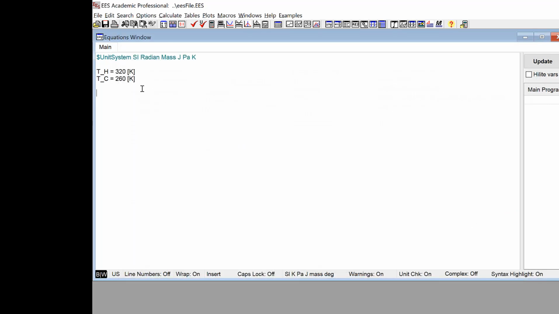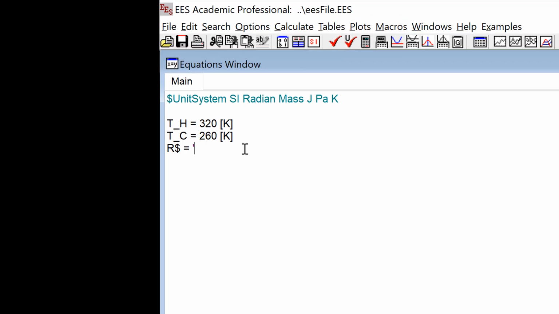So let's enter that fluid name as a string variable so that if I want to, I can change refrigerants only by changing the value of the string variable. So $R$ equals 'Ammonia'. And then let's go through the cycle.